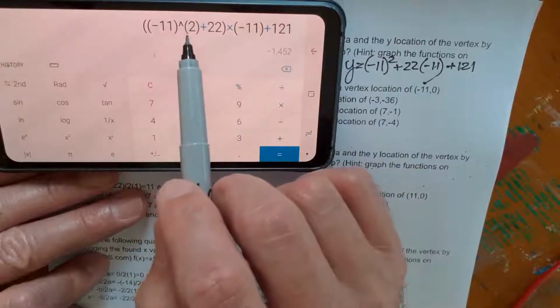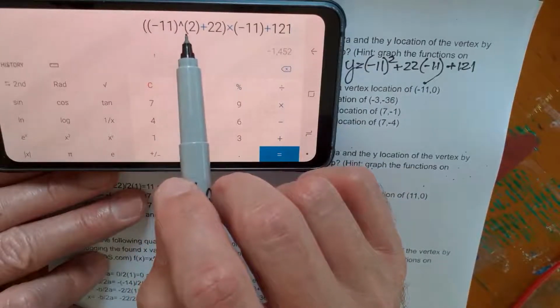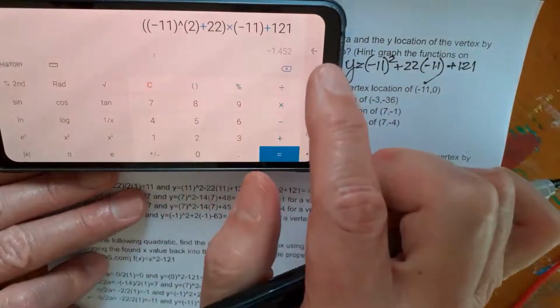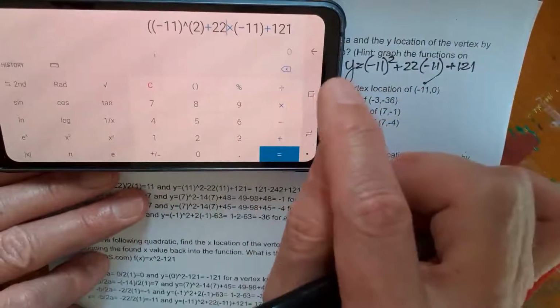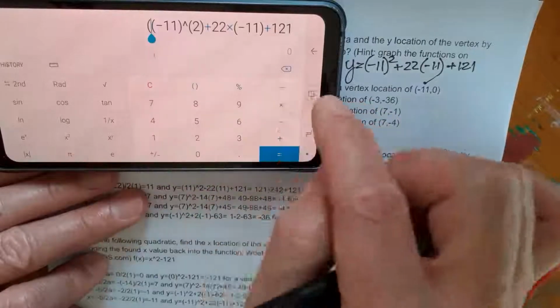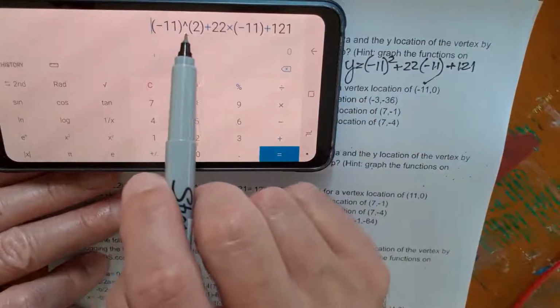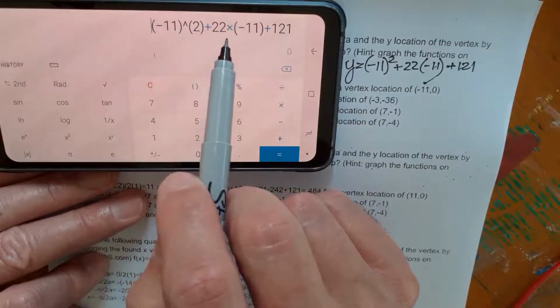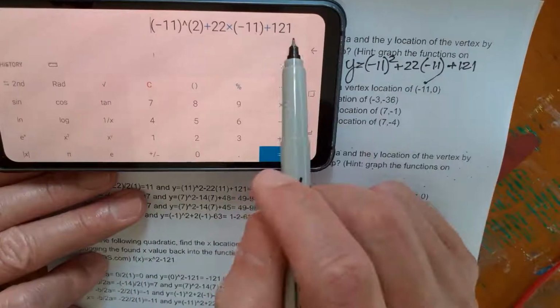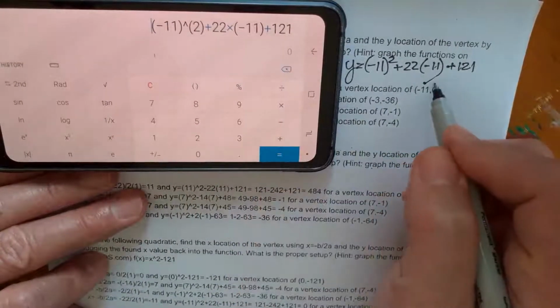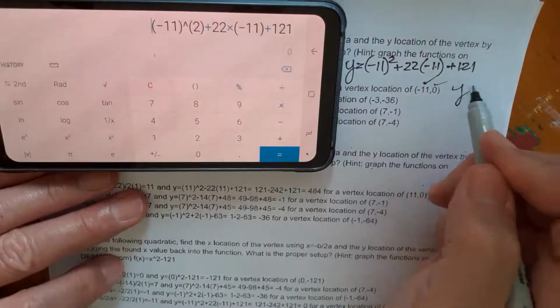So what did I type in wrong? I have negative 11 squared. I don't like this parentheses here at all. Clean up my parentheses. Negative 11 squared plus 22 times negative 11 plus 121. I like that better, and it's 0. Check. So y equals 0.